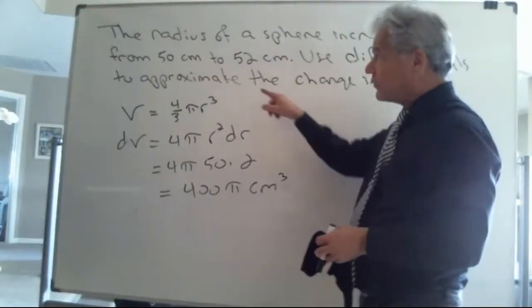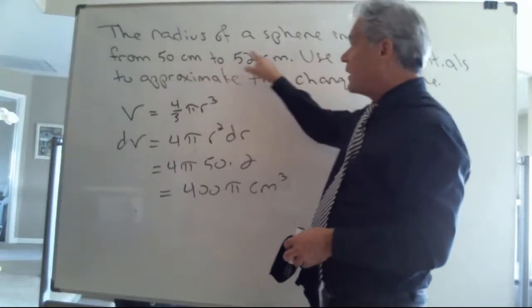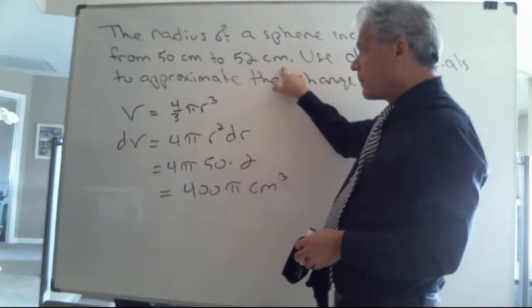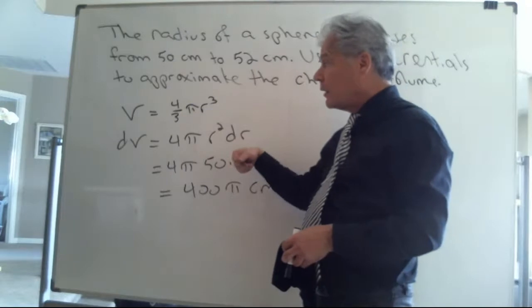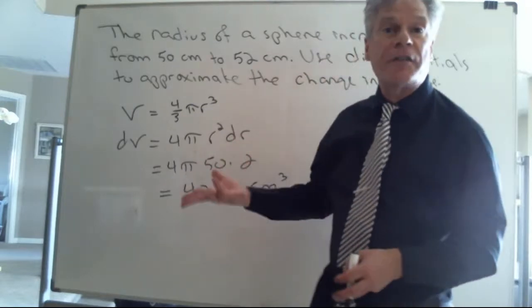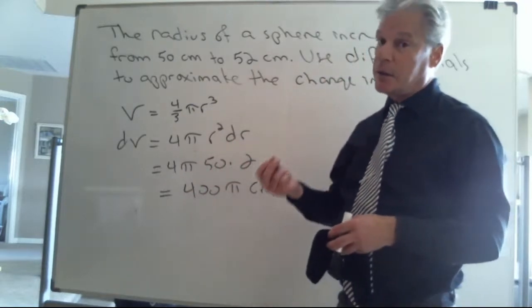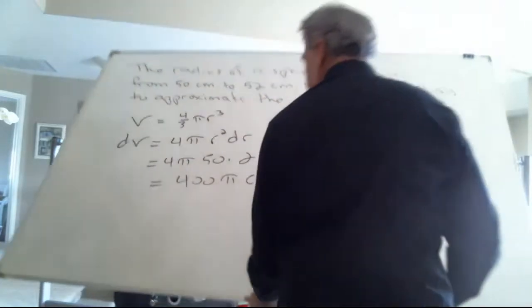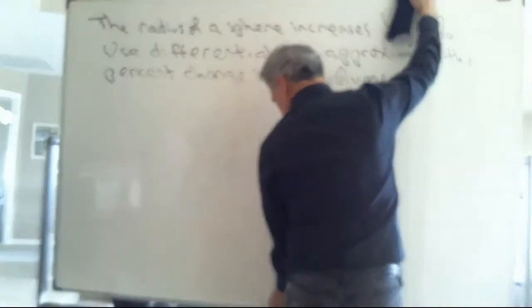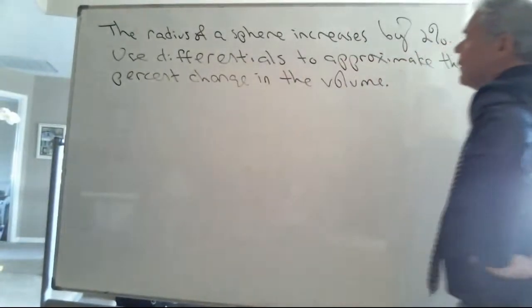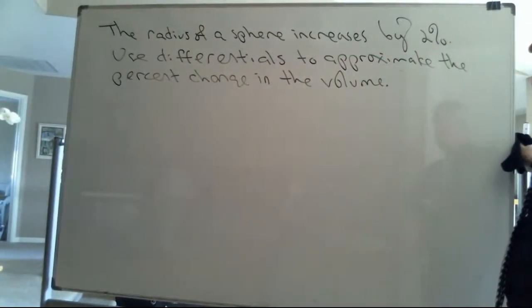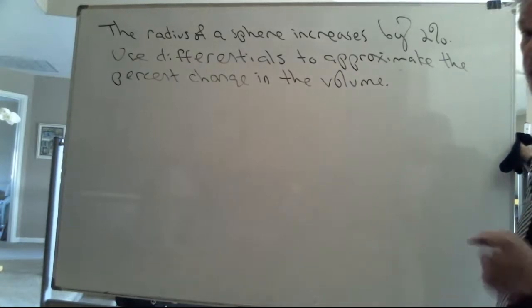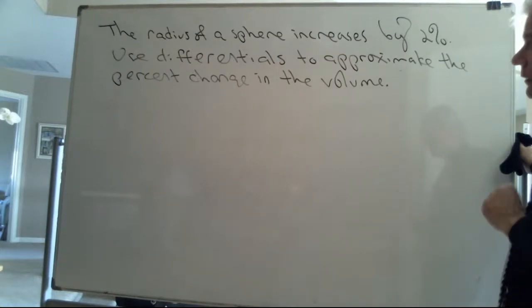So again, with my last question, R changed in a certain number of centimeters to a certain number of centimeters, and I wanted to find the corresponding change, or at least approximate the corresponding change in volume measured in centimeters cubed using differentials. Notice how different this question is. The radius of a sphere increases by a certain percent. Can we use differentials to approximate a certain percent change in volume, not even knowing what the initial radius was? And I think the answer is yes.